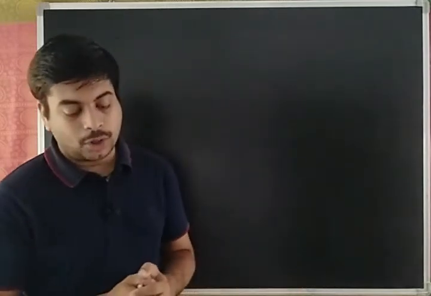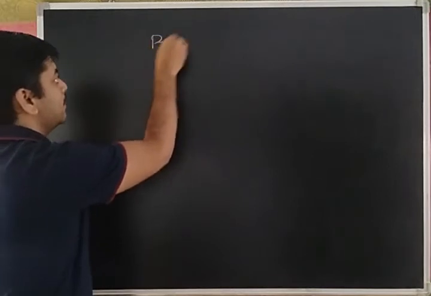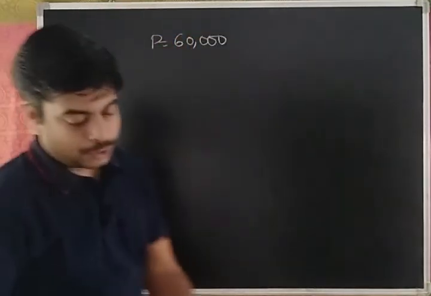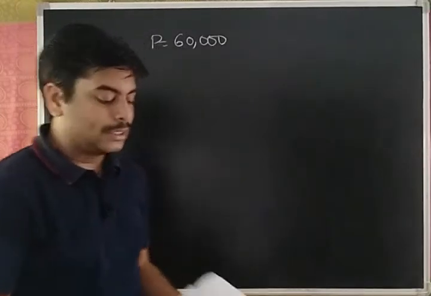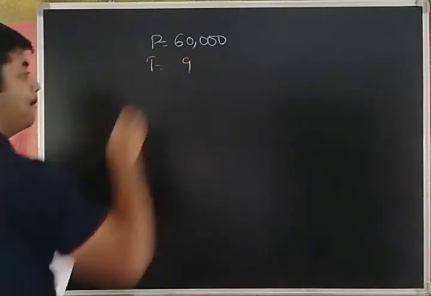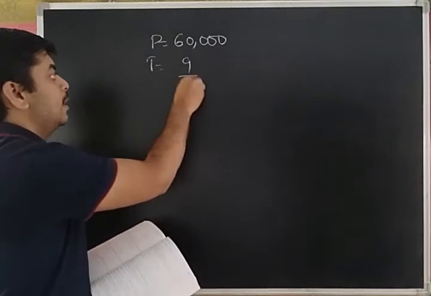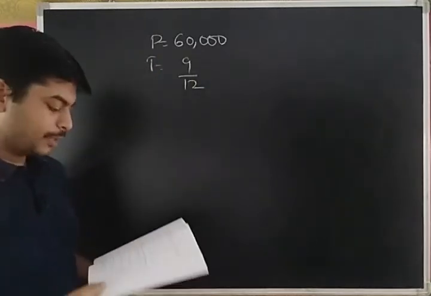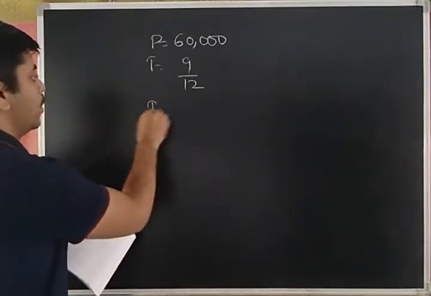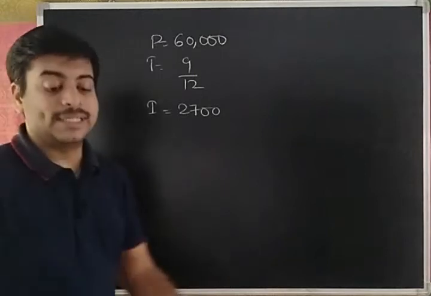The simple interest on 60,000, which means the principal amount is given as 60,000, for 9 months. So the time period is 9 months. How can you change months to years? Just divide by 12. 9 by 12 years. The simple interest on this amount is 2,700 rupees.